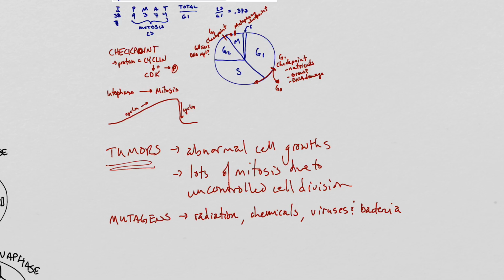And so the problem is that some of these genes become inactive, and as a result of becoming inactive, the cell cycle is allowed to just continue unabated. And it keeps going and going and going until you get this giant growth called a tumor.